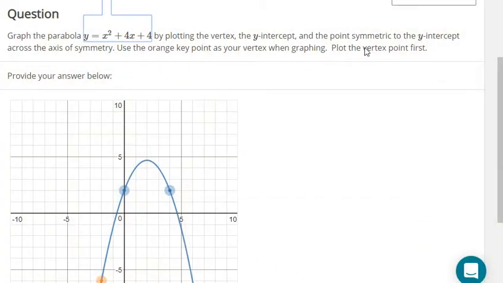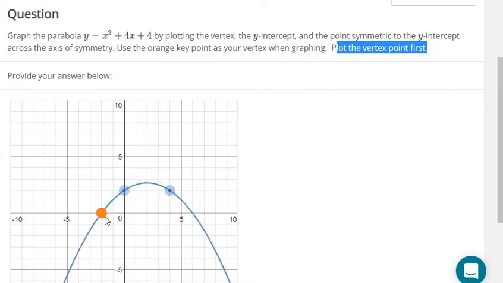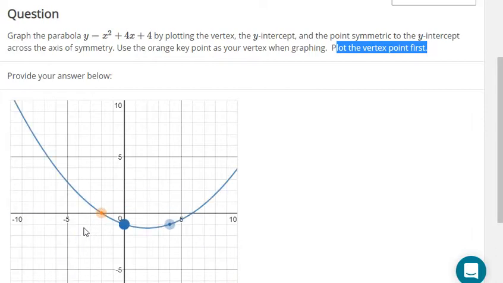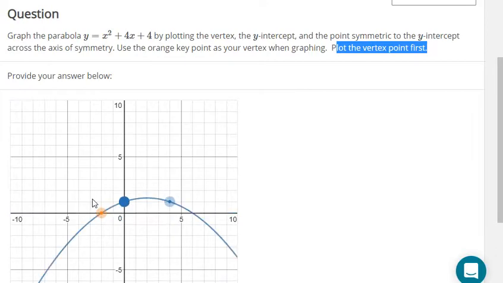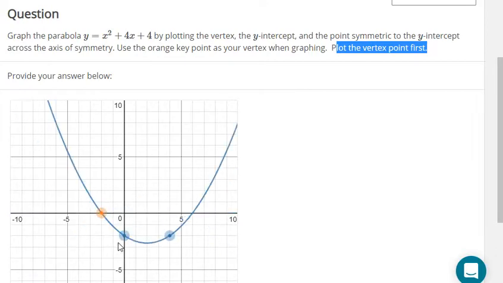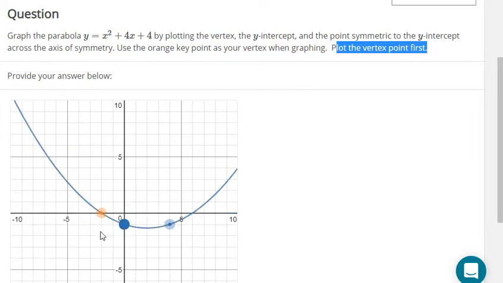Now it suggests that we need to start by plotting the vertex point first. So that vertex is going to be at negative 2 and 0. So let me put that up here at negative 2 and 0. And then, what else do I have? Got a couple more points. Negative 2 and 0. At least it's pointing the right way now.